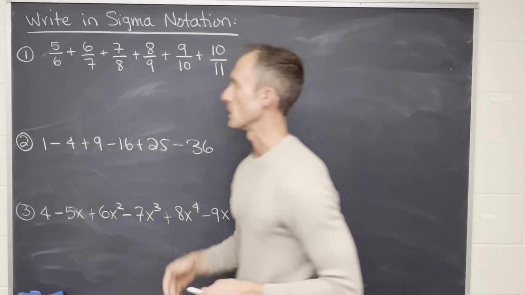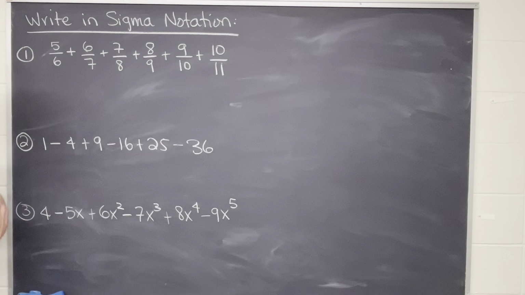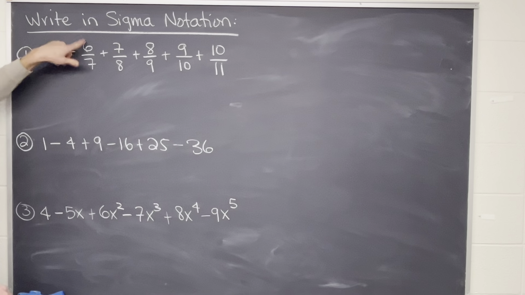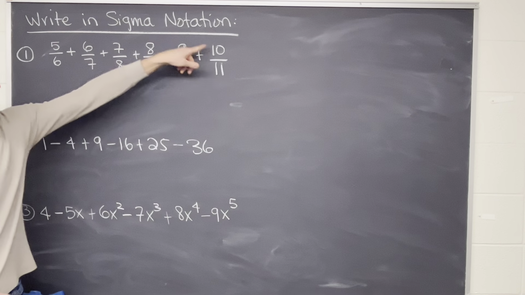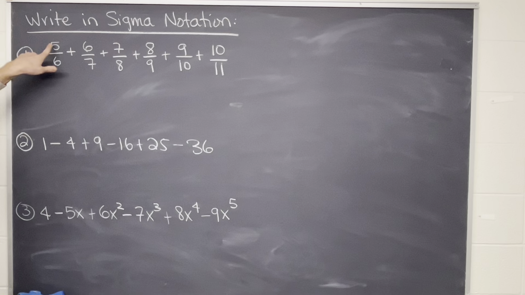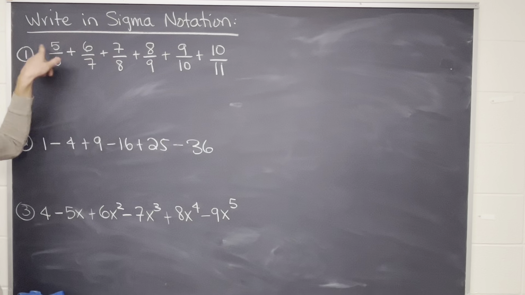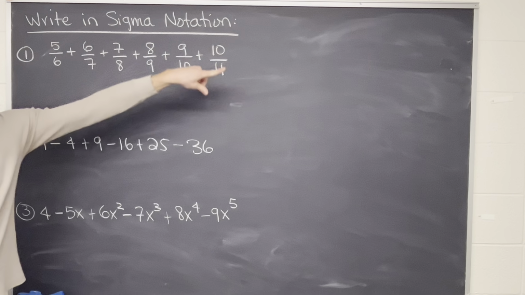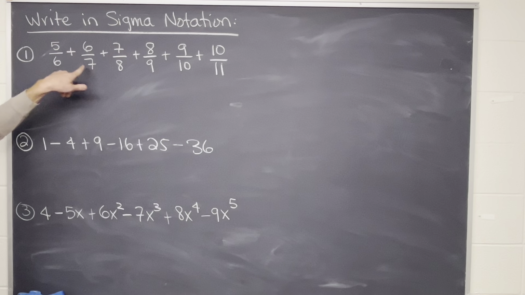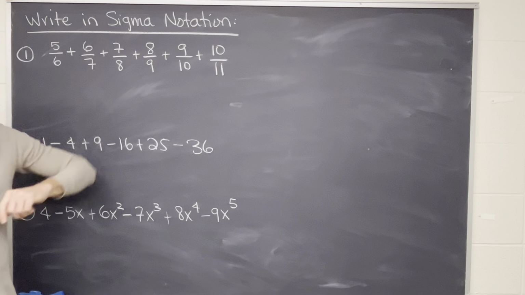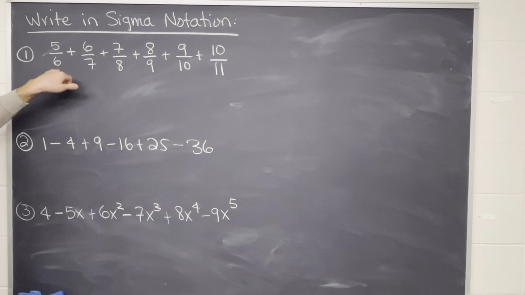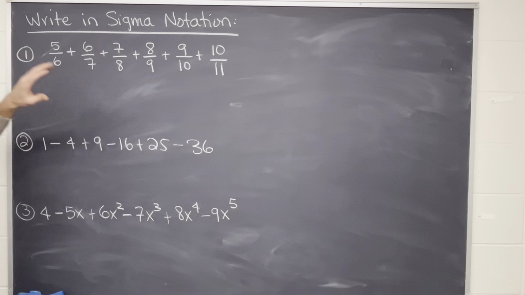So if I look at this first one, I have 5 divided by 6, plus 6 over 7, 7 over 8, 8 over 9, 9 over 10, 10 over 11. We kind of notice the numerator is just changing by 1 each time: 5 to 6, 6 to 7, 7 to 8, 8 to 9, 9 to 10. And so is the denominator, 6 to 7, 7 to 8, 8 to 9, 9 to 10, 10 to 11. And I notice that the denominator is always 1 larger than the numerator.